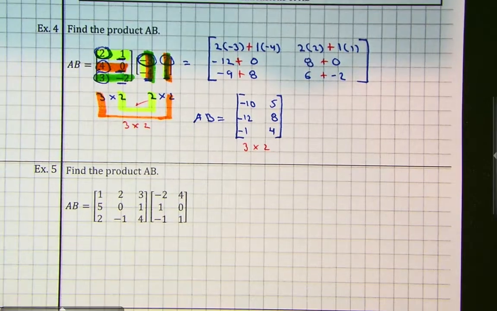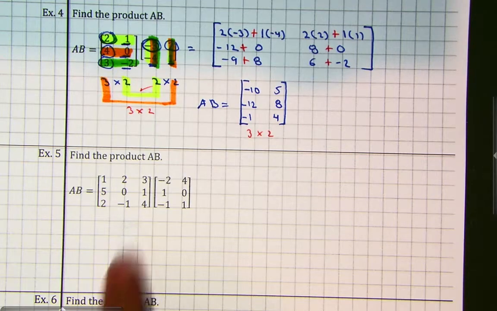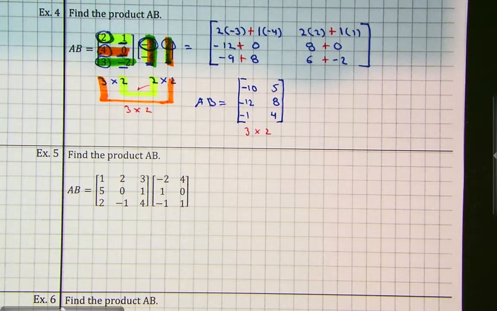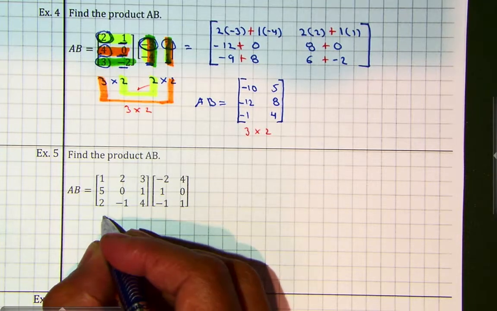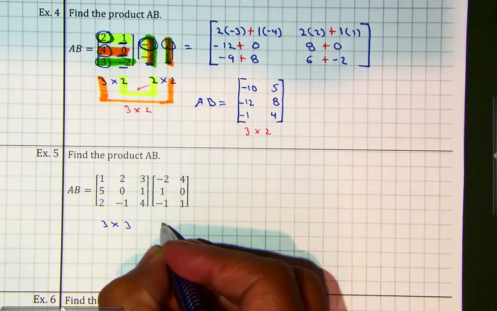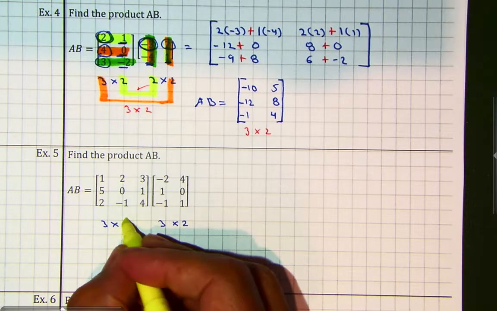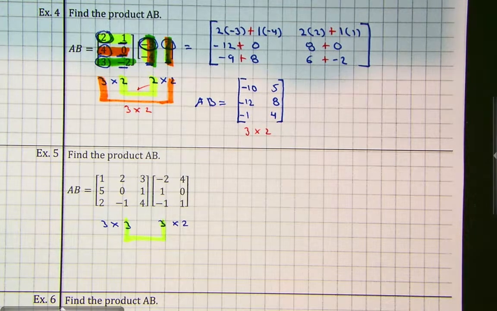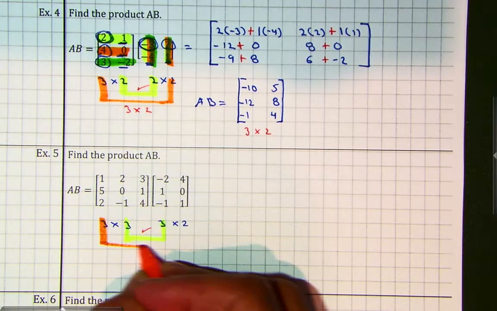Example number 5. So take the time to copy it down and pause it, and we can work it out together. So the first matrix is 3 rows and 3 columns. So this is a 3 by 3. This matrix is 3 rows and 2 columns. So we first need to verify before we do any work to see if we can multiply them out. And because they have the same inside number, then we can. Our resultant matrix will be a 3 by 2.